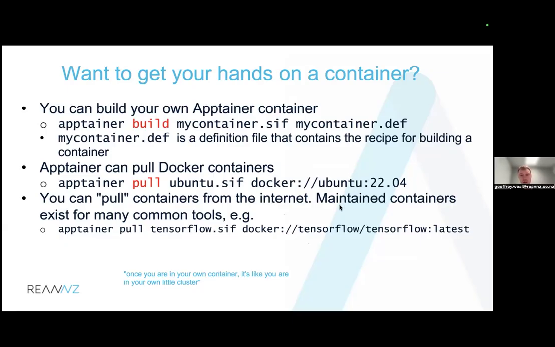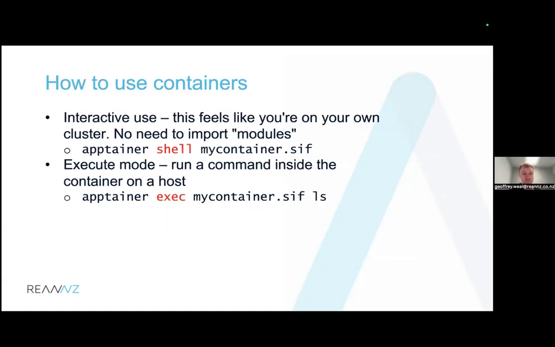And you can pull specific environments or specific software from the internet as well, which is a little bit what I said before. So maintained containers exist for many common tools. For example, if you wanted to pull TensorFlow, you could pull this directly as a container from the cloud, and it would be ready to go up to the standards that TensorFlow wants you to use or has designed their software to be used. You can then run the containers, and we could potentially see that later on in our demo. We have three ways of doing this, but two are shown here.